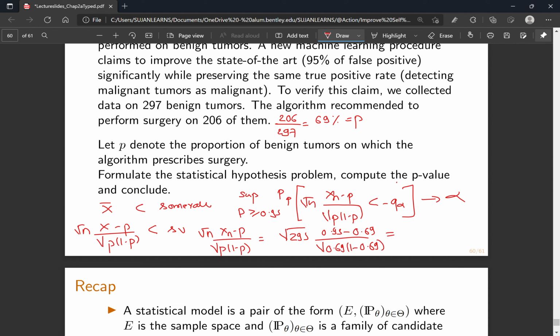What is the value of this? We need to calculate it now. Let me calculate it. 0.95 minus 0.69 equal to 0.26 multiplied by 295 and take the square root of this. 295 times 0.26 equal to 17, and when you divide by square root of something, divide by 0.69.